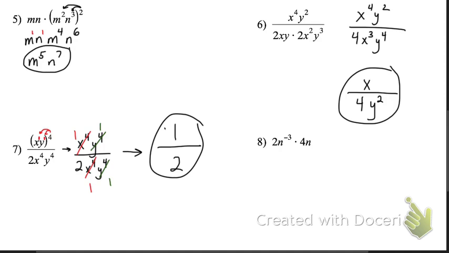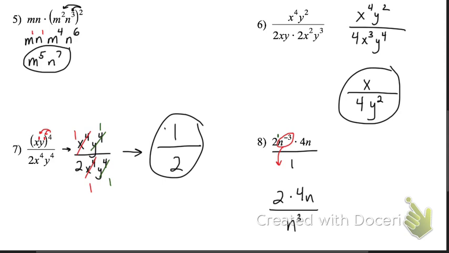Number 8. Let's make the exponent positive here. So what I need to do is add a fraction bar. And then I'm not going to move this whole thing across, okay? I'm only going to move the negative exponent in its base. This is 2 to the positive 1 power. So I'm going to move the base and the negative exponent across the fraction bar. So I'm going to have 2 times 4n in the numerator, and in the denominator I'm going to have n to the 3rd.